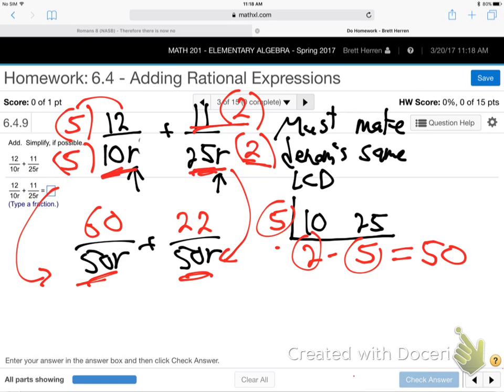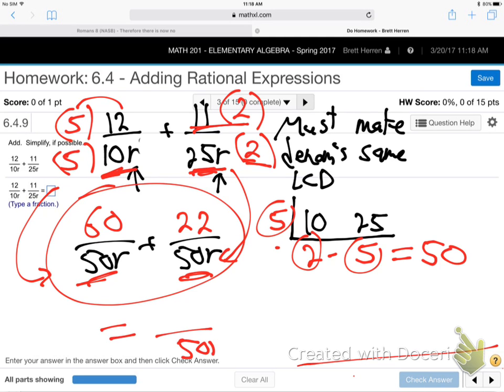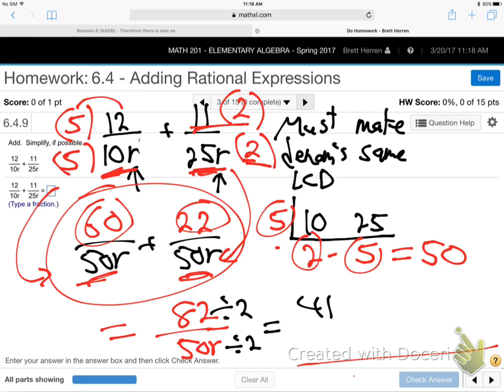So now add these together. So what happens? You just keep the common. You don't add the bottom. Just keep it, right? Add the top, 60 and 22. What's that, 82? Now, can you reduce that fraction in the very end? Yes. 41 over 25. Divide by 2, top and bottom, be 41 over 25. And we got it.